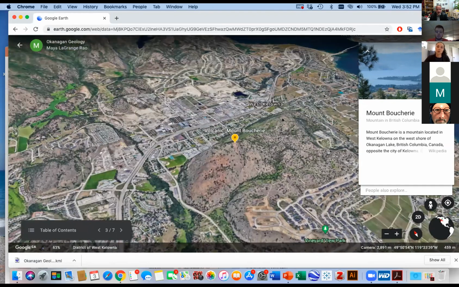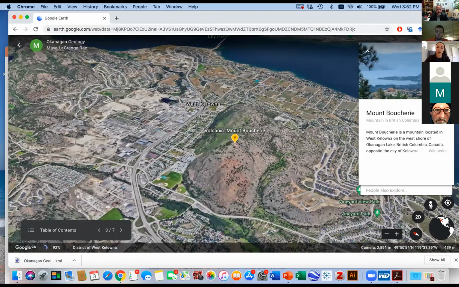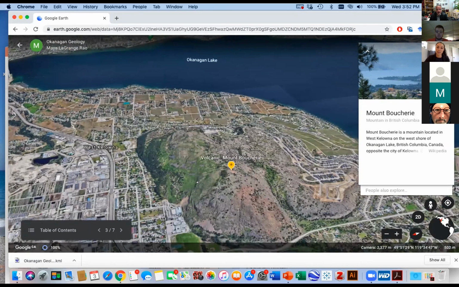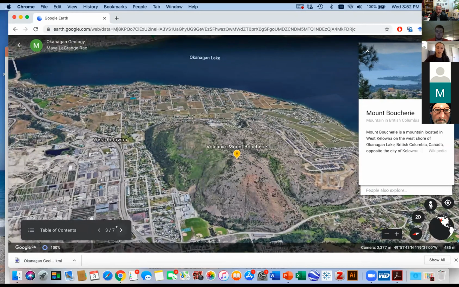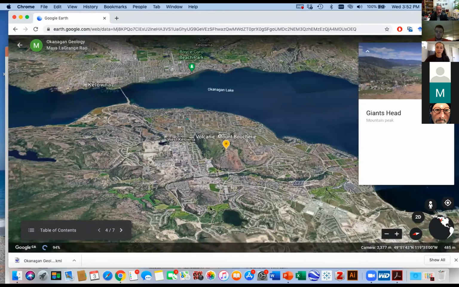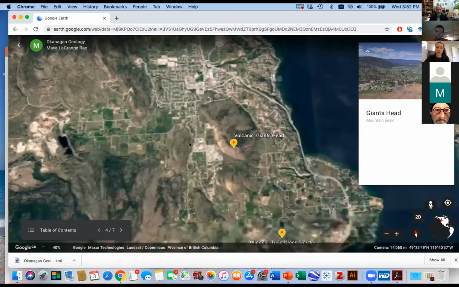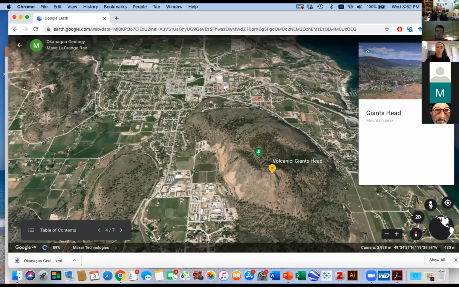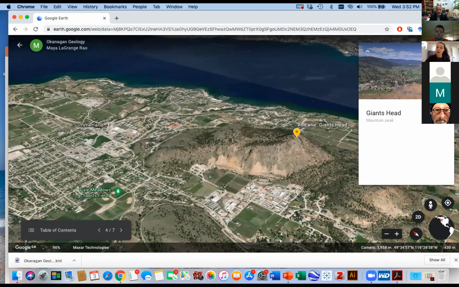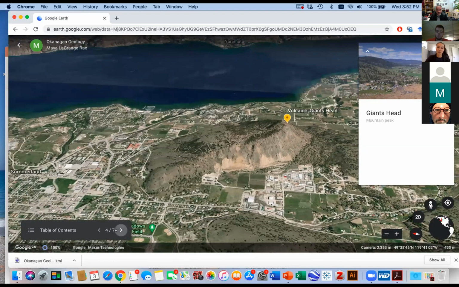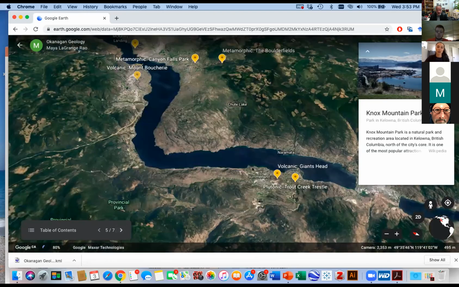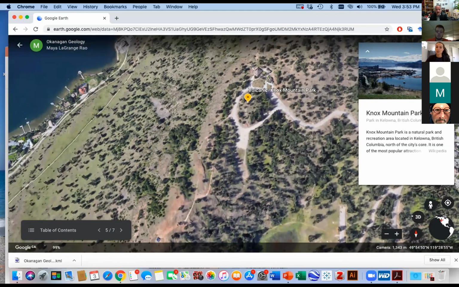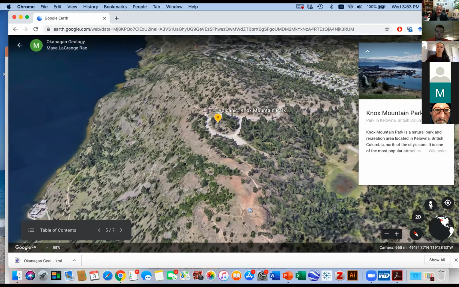It's in West Kelowna. It's a common hike that people do. It's not far out of the city with some nice views, but there's definitely some weathered volcanics there. Similarly, Giant's Head, which is in Summerland, is a similar volcanic feature, once again, that people commonly hike. And then you also have Knox Mountain. I'm not sure if any of you have been there. It's a common spot that people visit in Kelowna. And this is also an area where you could see some weathered volcanics.